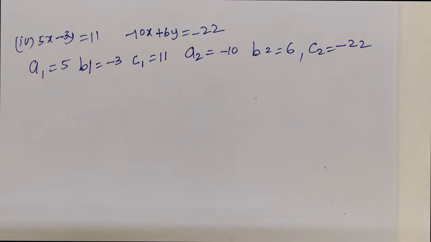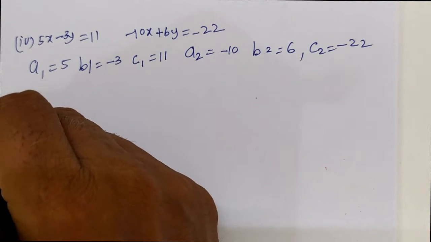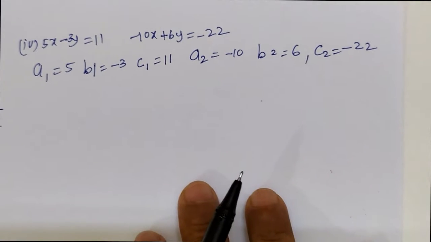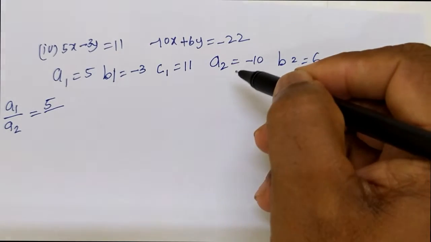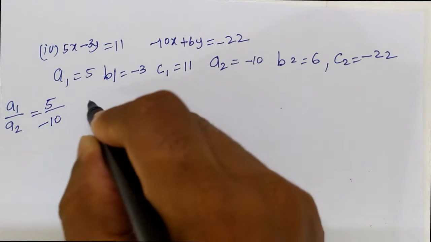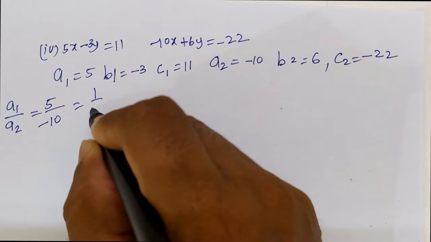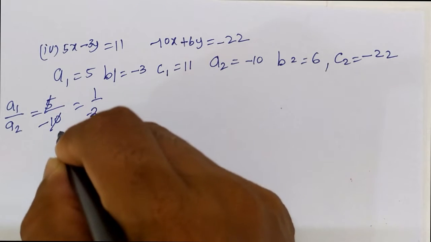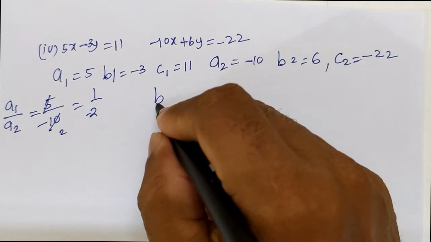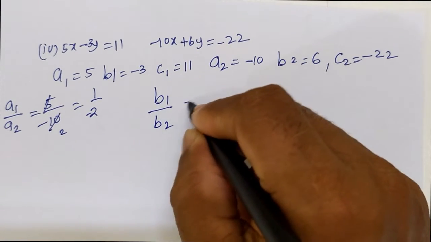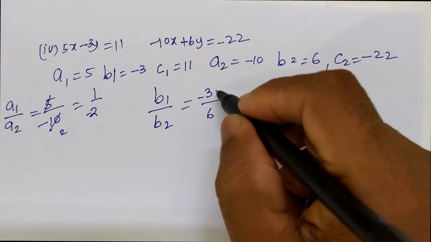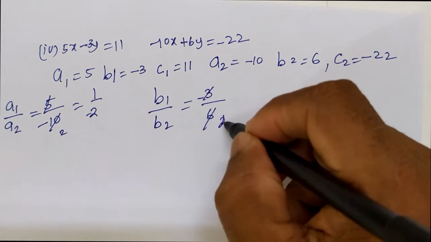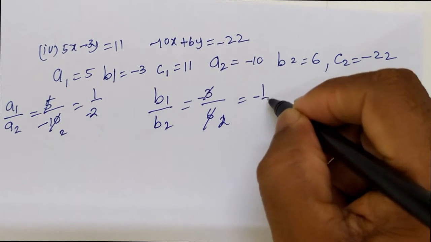So we'll write down a1 upon a2. So a1 upon a2 is how much? 5 upon minus 10. This can be cancelled. This is 1 upon minus 2. This is 5 on the 5, 5 to the 10. So we'll write down b1 upon b2. b1 is minus 3, and b2 is 6. We can cancel 3 on the 3, 3 to the 6. So it is minus 1 upon 2.